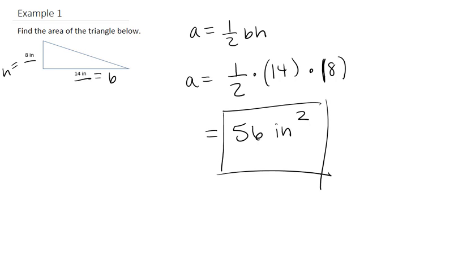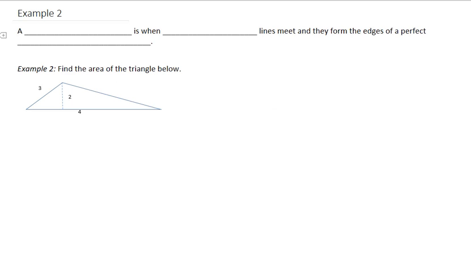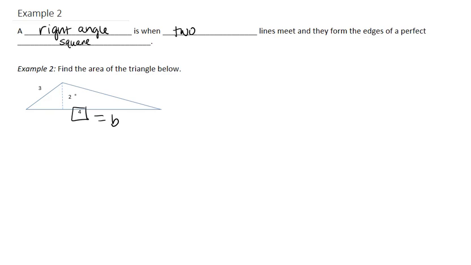Now let's do another example. Example 2. Now a right angle is when two lines meet and they form the edges of a perfect square. So for this problem, we have 4 now as our base, and our height is 2 because this line intersects with this line and creates a right angle.